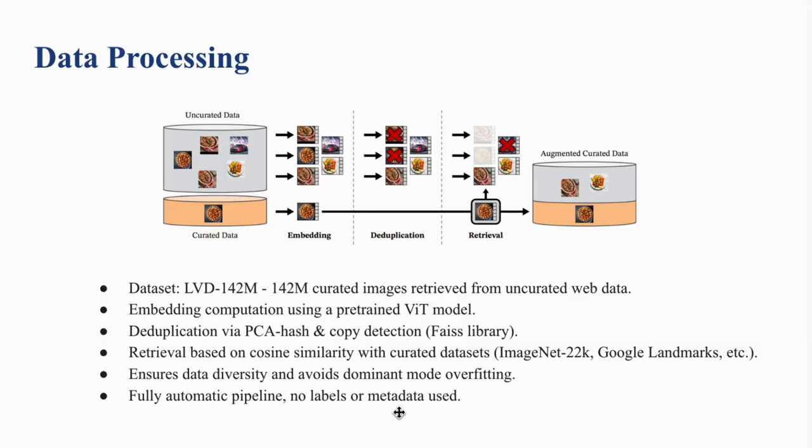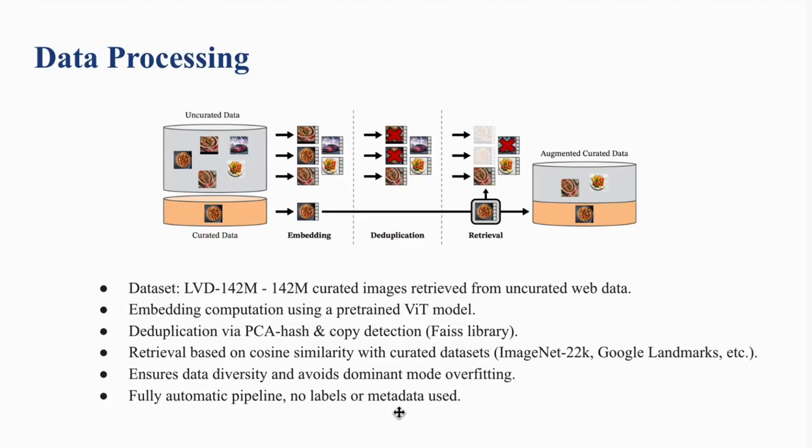Then, from a large web crawl of around 1.2 billion raw images, they extract image URLs from tags across web pages and download them. These raw images go through several filters such as NSFW removal, face blurring, PCA hash deduplication, and safety checks. The next is the core step, that is embedding plus retrieval.